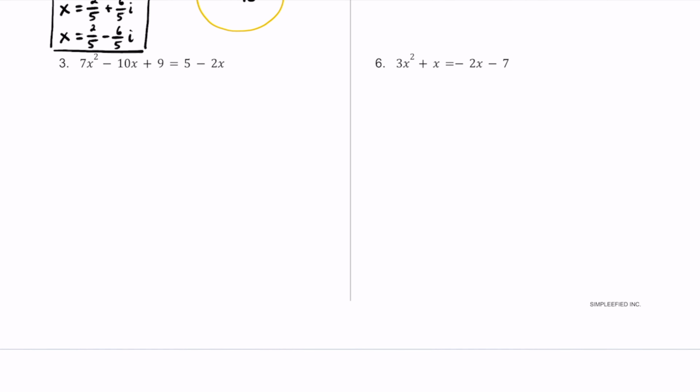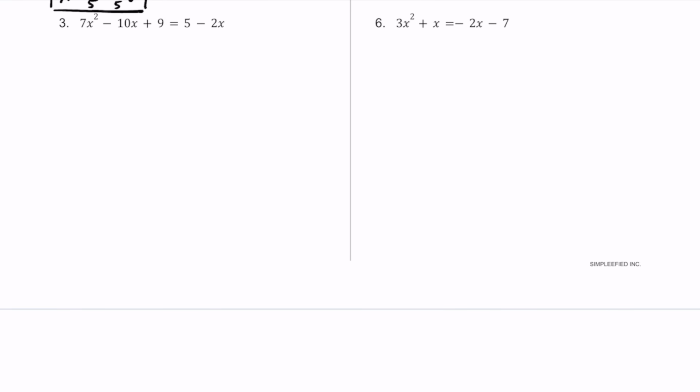Here's number 3. For number 3, we have 7x squared minus 10x plus 9 equals 5 minus 2x. And of course, let's make sure we know our quadratic formula. So let's go ahead and rewrite this equation so that we can rearrange things.